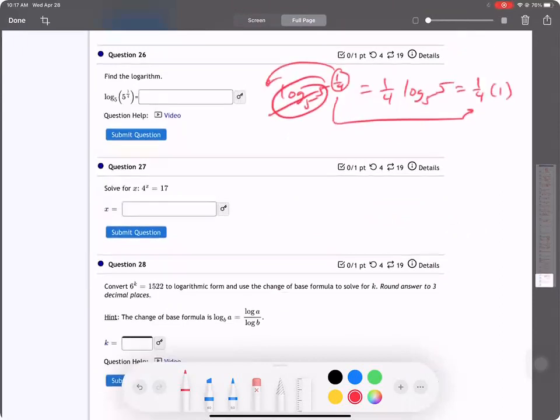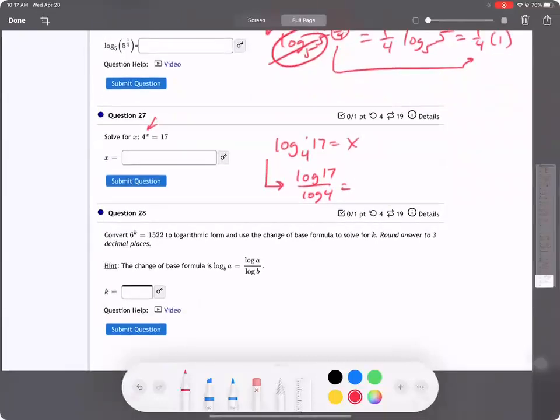Number 27. See how we're solving for exponents? We're going to use logs there. That's already a circle of logs: log base 4 of 17 is equal to x. Then to write this in your calculator, you need to do a change of base: log of 17 over log of 4. That calculated answer will be a decimal answer for you.